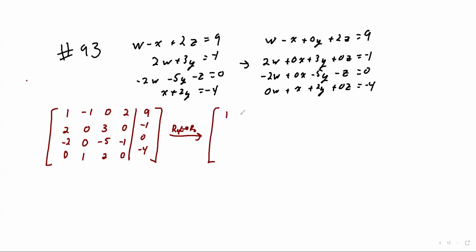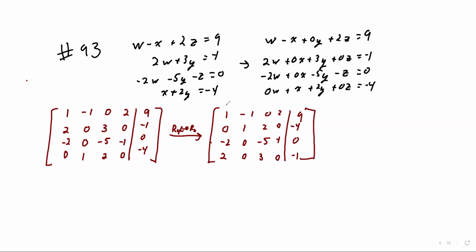So I'm going to do 1, negative 1, 0, 2, 9, and then 0, 1, 2, 0, negative 4. Row 3 will stay the same. So negative 2, 0, negative 5, negative 1, 0. And then row 2 will now become row 4. So that's going to be 2, 0, 3, 0, negative 1. All right, so again, I did that because I know I want a diagonal of 1s here, and this already had it. So now my next goal is to make these guys a 0.